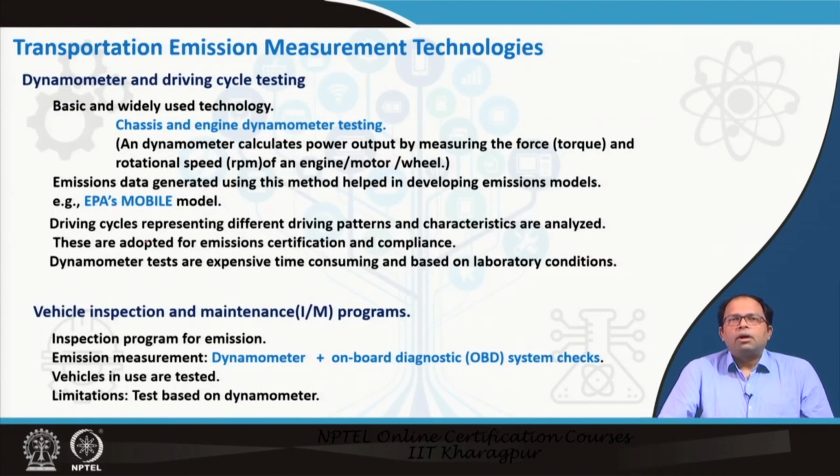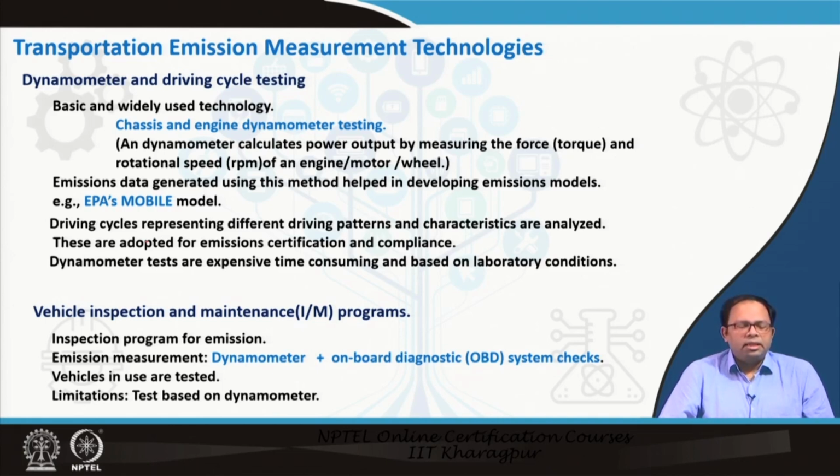So broadly, when we talk about emission, we have to start by talking about transportation emission measurement technologies first. How is transportation emission measured? Because as you can understand, each vehicle emits differently. It depends on age and many other factors. So we need to first understand how transportation emission is measured, and our models for determining emission are also based on that. The first and most common technology that is used is called dynamometer and driving cycle testing. This is the most widely used and very basic technology. There are two forms of it.